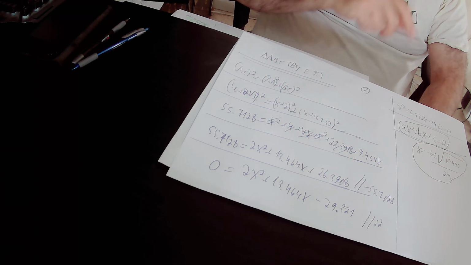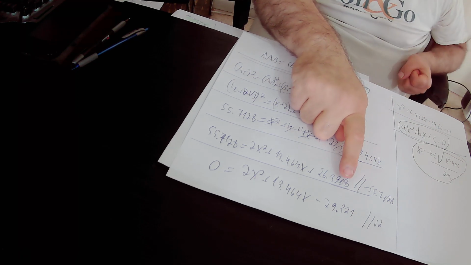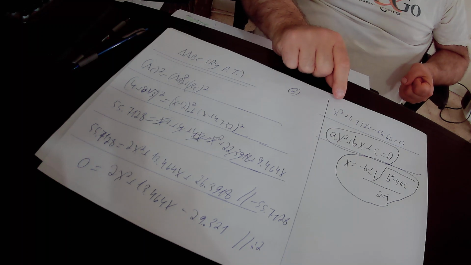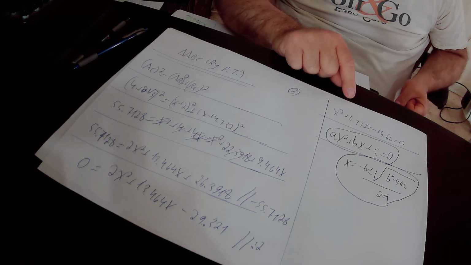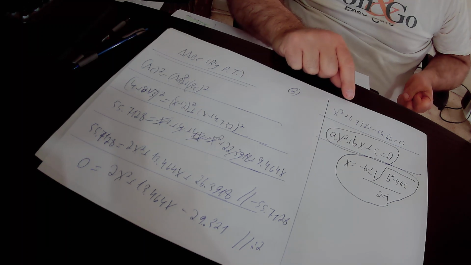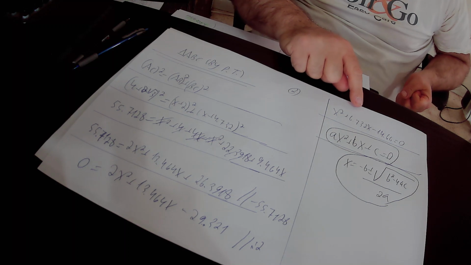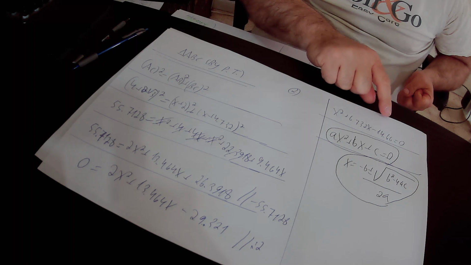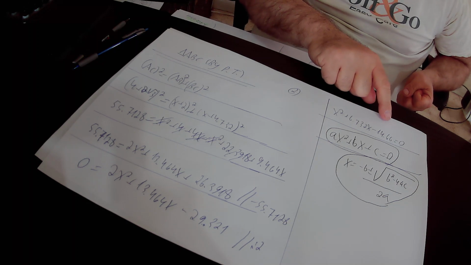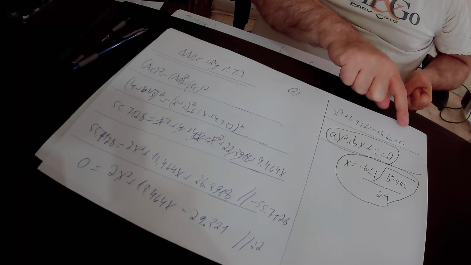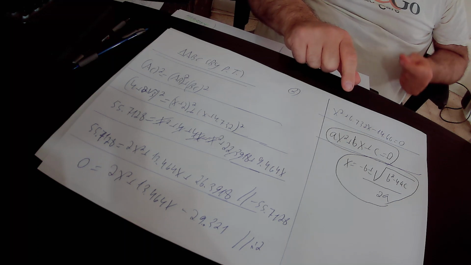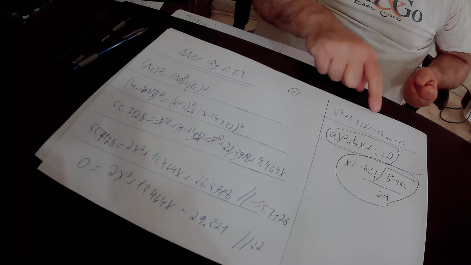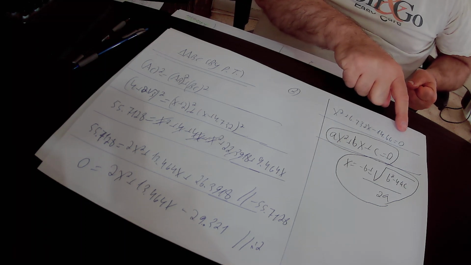Here we divided this quadratic equation by 2, and finally found out that 2x squared over 2 is x squared, 13.464x over 2 is 6.732x, and minus 29.321 over 2 is minus 14.66, and it equals 0. So in conclusion, we found out that x squared plus 6.732x minus 14.66 equals 0.